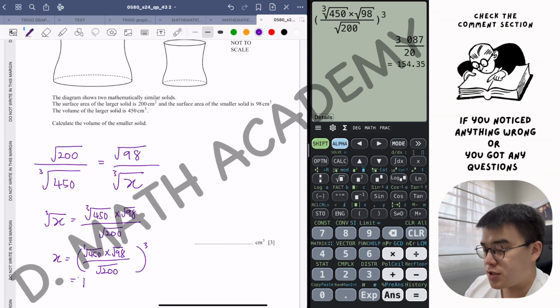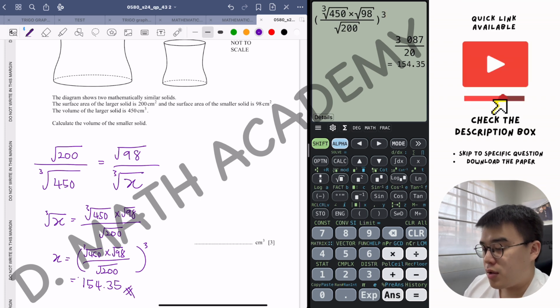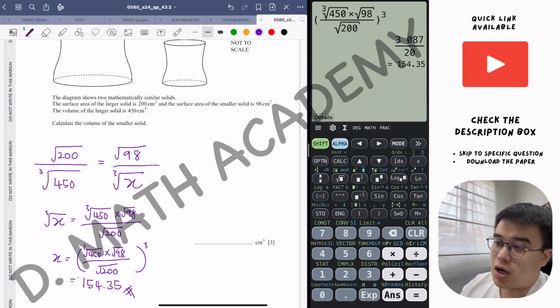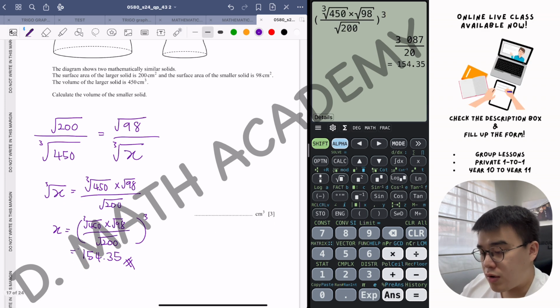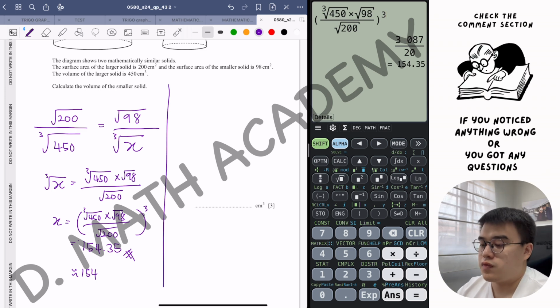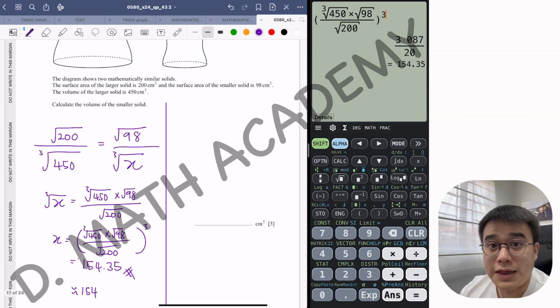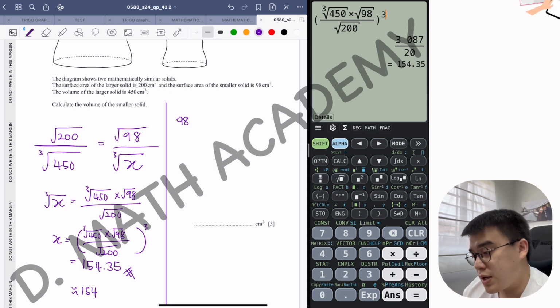The answer is 154.35, and that's the answer that I get. So if you were to round it to three significant figures, it would be 154. This is for students who use the comparison method. To address everyone's need, I will also show you the scale factor method.